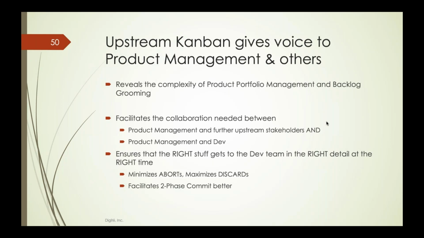And again, like I said, it is really critical to ensuring that the right stuff gets to the dev team at the right time. And you want to minimize waste, minimize aborts and discards, especially aborts, which is work that is started. You don't want to cancel that any further. You also minimize discards, which is work that you decide to not do anymore while it is still in the upstream stages of your overall Kanban system. And those of you familiar with the two-phase commit concept of Kanban, I won't go through that here. It facilitates that so effectively.